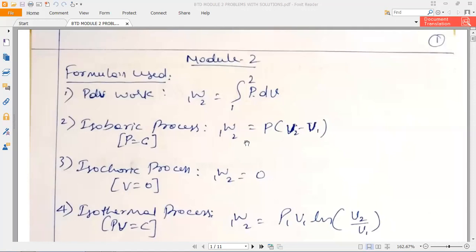Now we are going to solve the module 2 problems, that is work and heat. Module 2 part A problems we are going to solve right now. See, in module 2 we came across some important theory as well as some derivations.